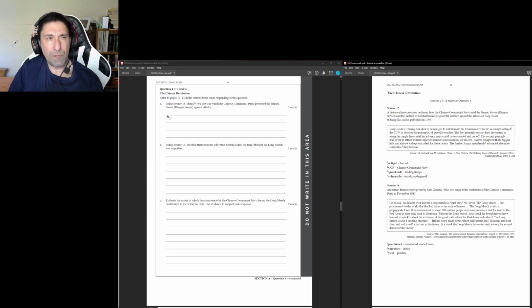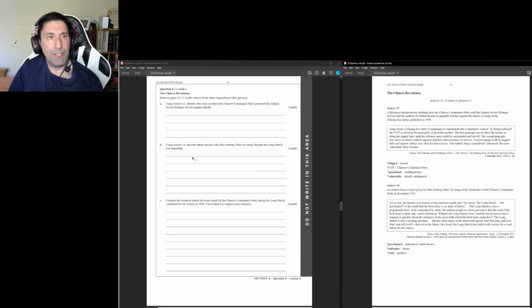So you could have, according to source 13, 2 ways in which the Chinese Communist Party protected the Jiangxi Soviet were to draw the enemy in along his supply lines until his advance units could be surrounded and cut off. So that's your first point. And then the second point was never to attack with their superior numbers. Okay? So that is it there. If it just says list, you could just list. Okay? All right, source 14.